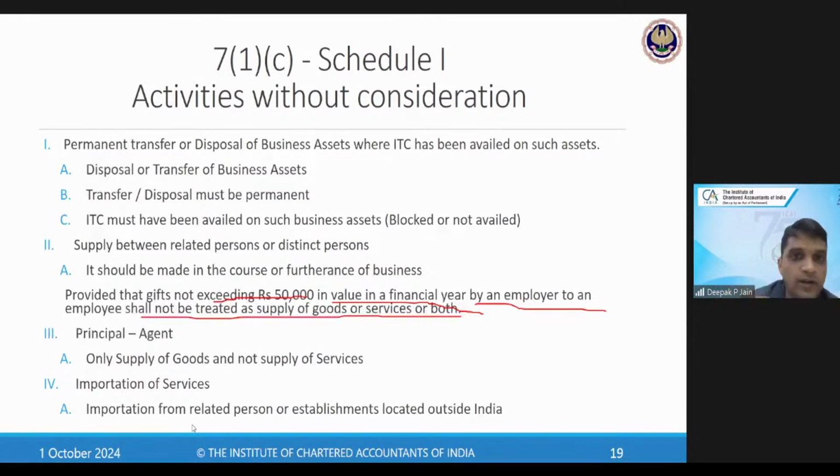Okay. Third point, any kind of principal and agent, any transfer between principal and agent of only goods. Here I was getting confused whether it is goods or services at Schedule 2, point number 2.